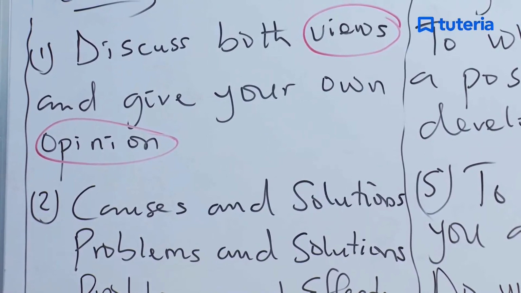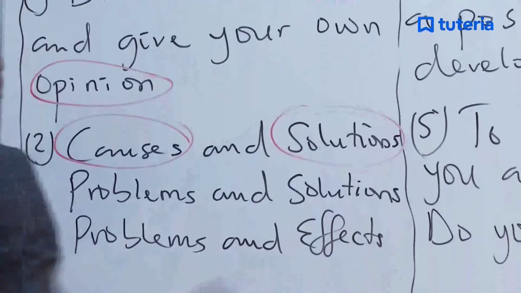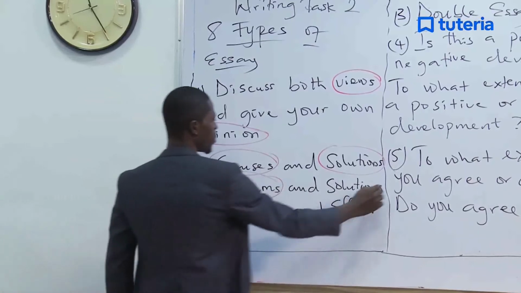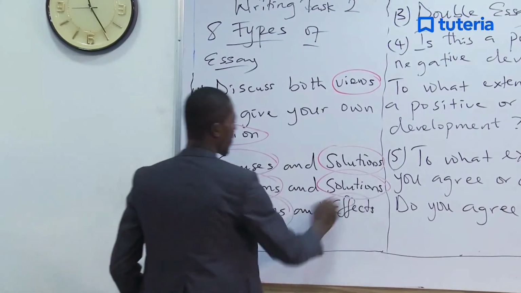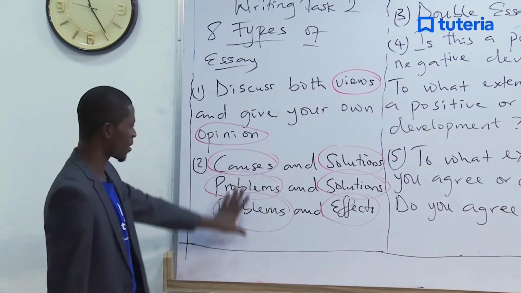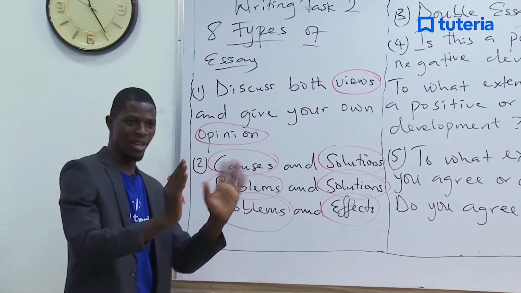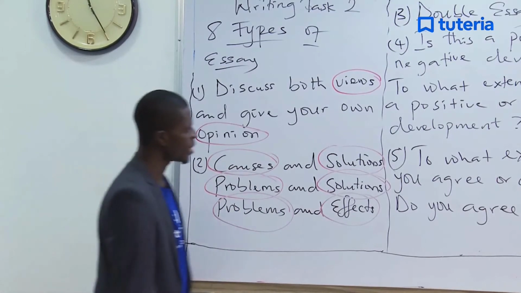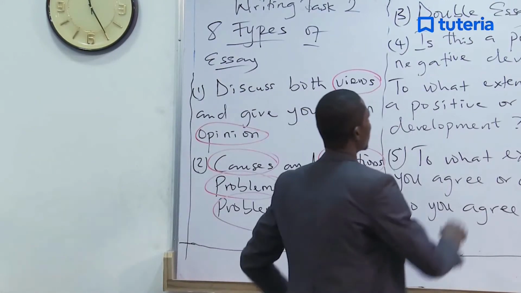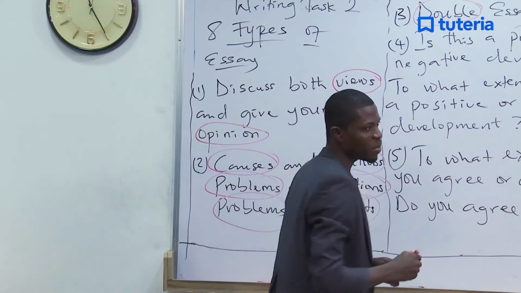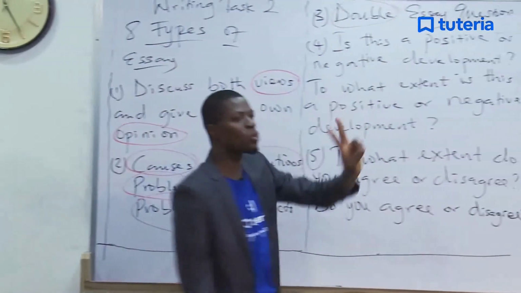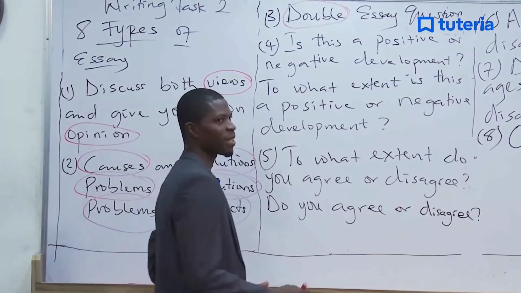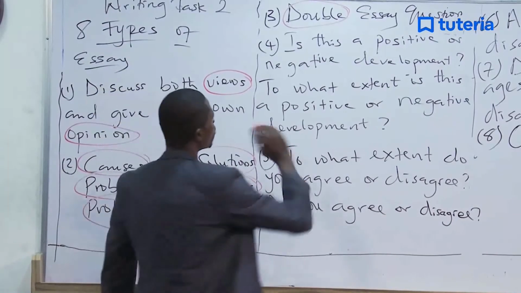The second one says causes and solutions. So we are writing on the causes and what? Solutions. So it can come as causes and solutions, problems and solutions, or problems and effects. Sometimes it can even deviate from all of this using another word, but it is still the same structure. Okay, you are still going to write using the same structure. Then this is double essay. So anytime you see a double essay question, it means that you have 2 questions in one essay. You get what I'm saying? So we have 2 questions in one essay.